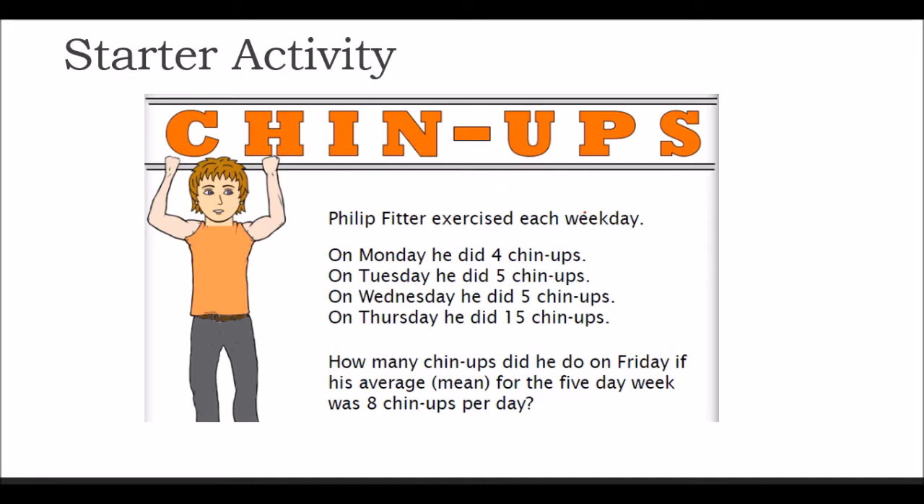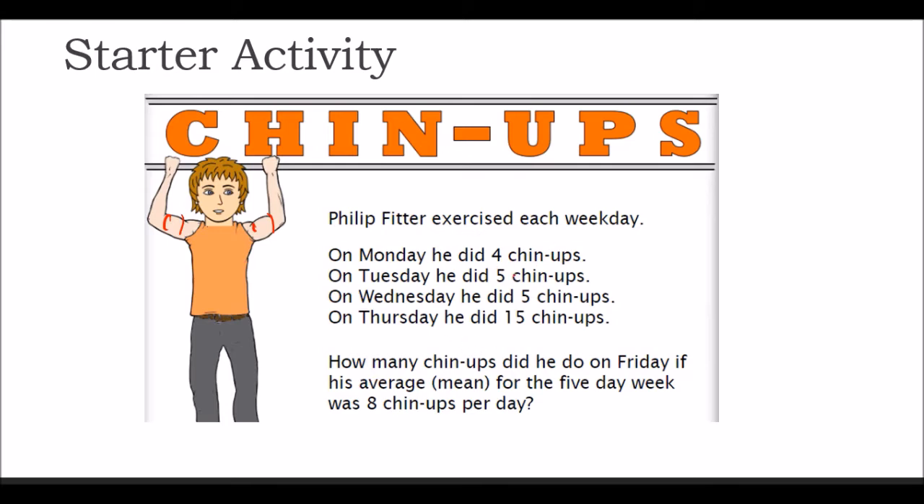So Philip Fitter exercised each weekday. With them bulging muscles, lovely. On Monday he did 4 chin-ups. Tuesday he did 5. Wednesday he did 5, and then Thursday he did 15. How many chin-ups did he do on Friday if his average mean for the first 5-day week was 8 chin-ups per day? So this sounds a bit complicated, but have a think about how you could try and solve this given the information you have already.